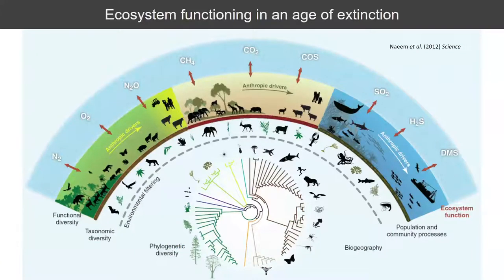Firstly, as many of you are well aware, humans are having vast impacts on the globe, and perhaps one of the most noticeable impacts we're having is increased extinction rates beyond historical levels of extinctions. And this has raised a lot of questions about what these losses of species might have on ecosystem processes. This really nice figure shows how, whether it's taxonomic or phylogenetic or functional diversity, loss of these different types of diversity are likely to have some sort of impacts on ecosystem functioning.